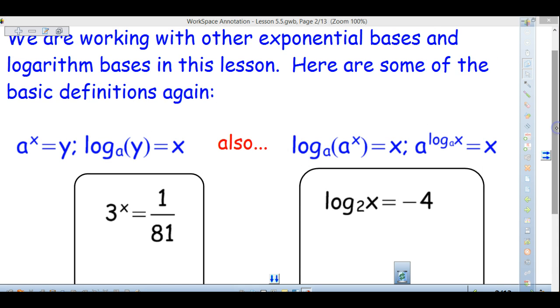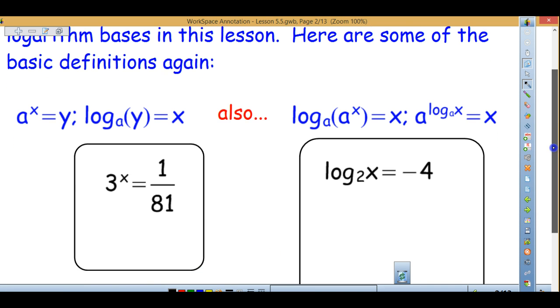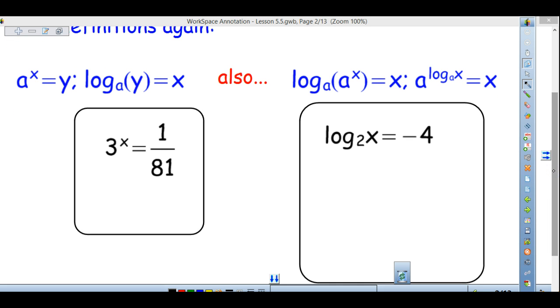Just as a quick refresher, recall again that a to the x is equal to y. If we know that that's true, we also know that log base a of y is equal to x. Also, logarithms and exponentials are inverse operations or inverse functions. So log base a of a to the x, the logarithm and the exponential operations cancel out, and you end up just getting x. Similarly, a to the log base a of x is equal to x. Those are some facts that we can use for solving exponential and logarithmic equations. These equations can be solved using both of those facts, approached in different ways.